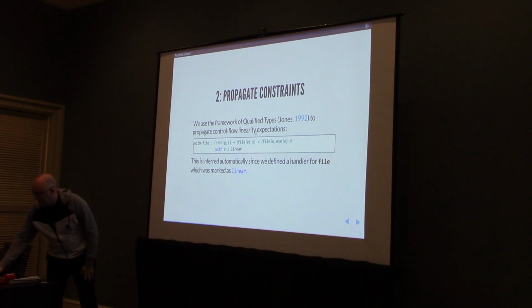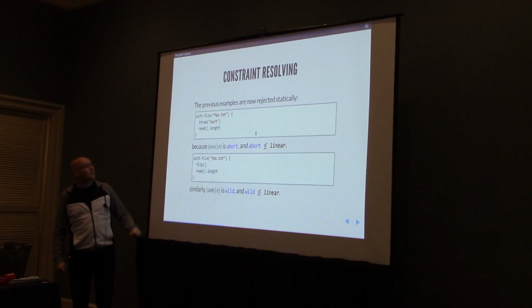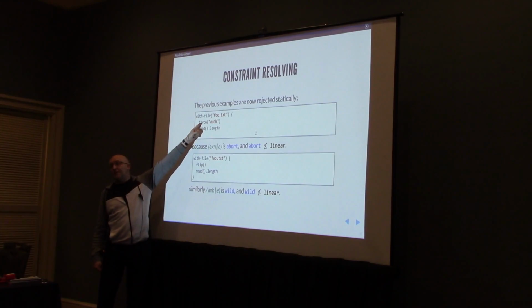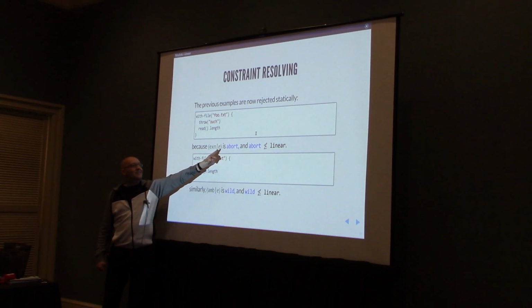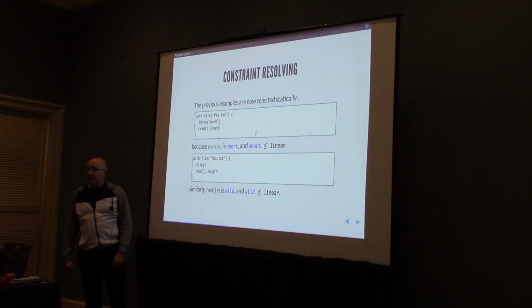So, constraint solving. If you have these constraints, you can quickly reject many programs. Here, you would reject it because the action effect will now have exception in it, and that doesn't satisfy the linearity constraint. And if you do flip, it will have the wild effect in it. It won't satisfy it. So these will now be statically rejected once you try to apply with file to it.